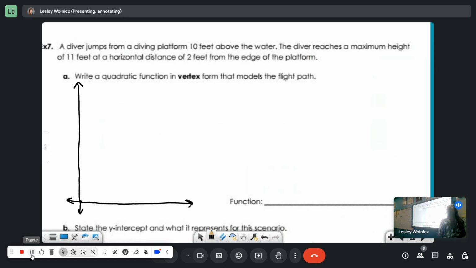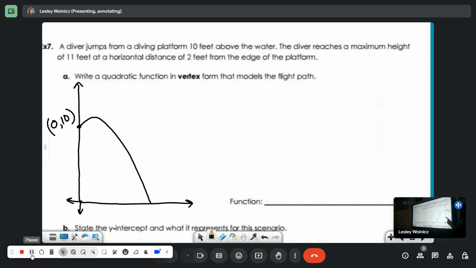Okay, what is the starting height of the diver? 10 feet. Okay. They don't get much higher. I think they're probably diving mostly forward and not up very much, but they're going a little bit higher and then coming down into the water.